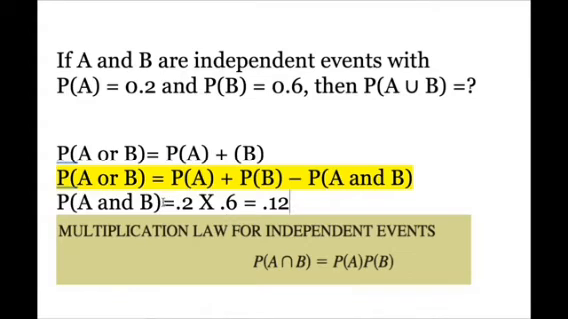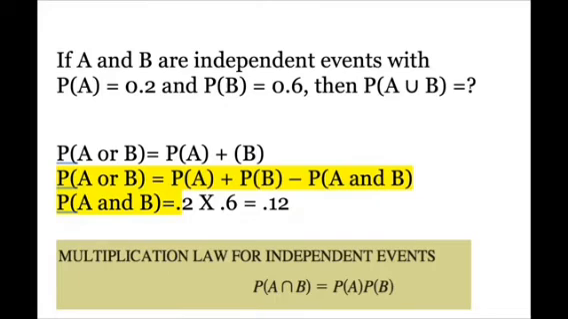Now since we have found probability of A and B occurring, we can now find probability of A or B occurring. We can use the second formula which we wrote down. So let's go ahead. Probability of A equals 0.2 plus probability of B is 0.6 minus probability of A and B equals 0.12. So the answer is 0.68.